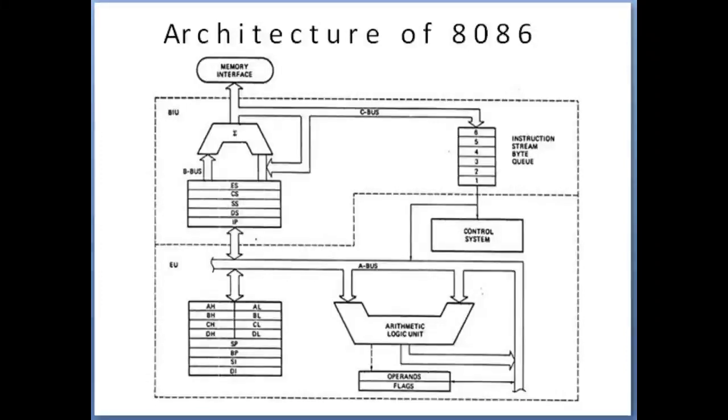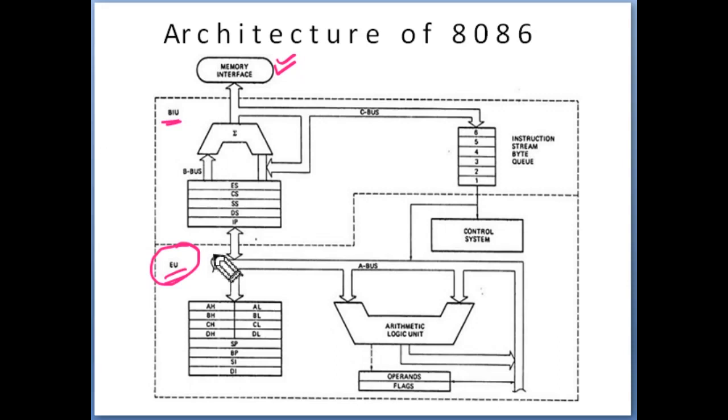Okay, let's start with the architecture of 8086. From this diagram, which we can also call the internal building block of 8086, we can say that it has two parts. This is the execution unit. The execution unit does all the operations.